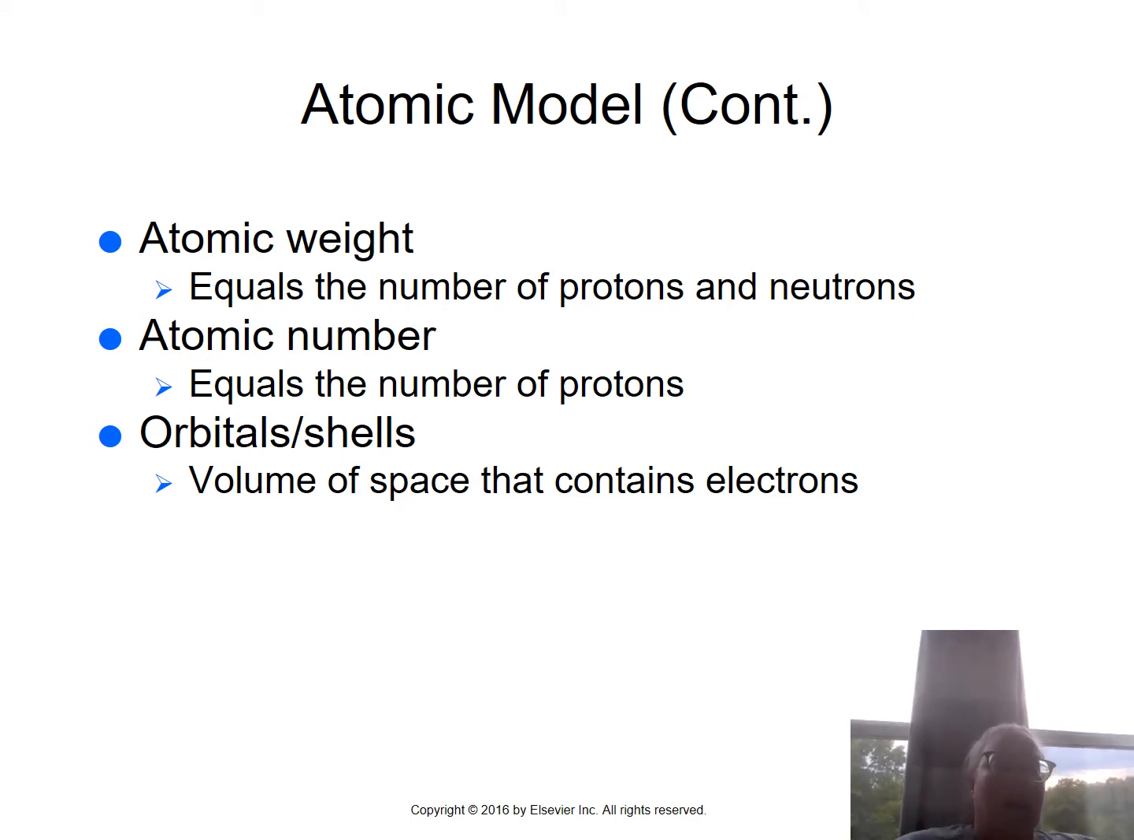And then electrons travel around the nucleus at high speed and occupy positions in a volume of space called an orbital or electron cloud. These orbitals form an energy level, also referred to as shells, in which the electrons usually remain. So orbitals or shells, as I just mentioned, is a volume of space that contains electrons.